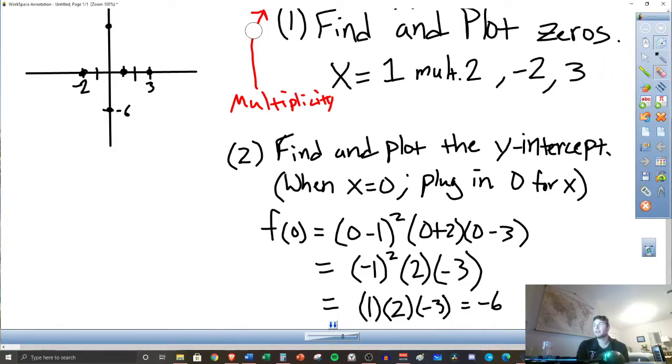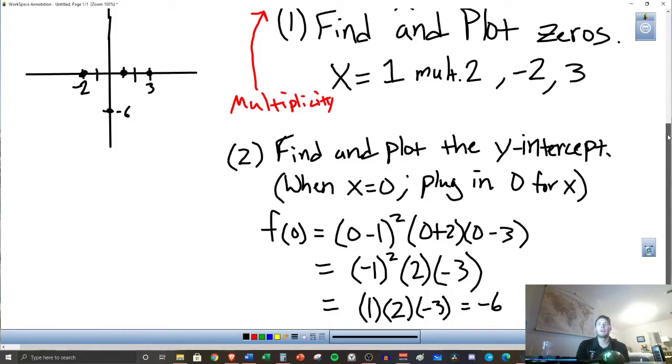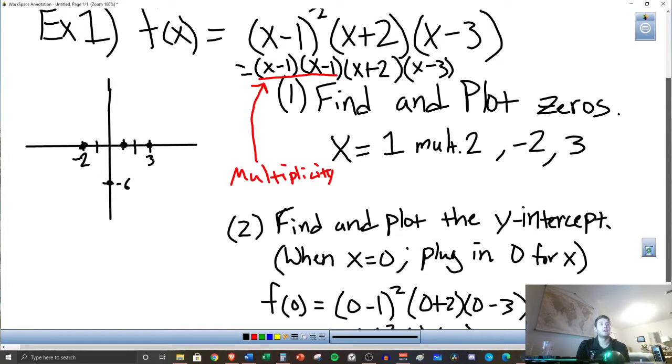And now we don't actually care about this top point. So go ahead and make that adjustment on your graph. Now we have a lot of our critical points figured out, okay?